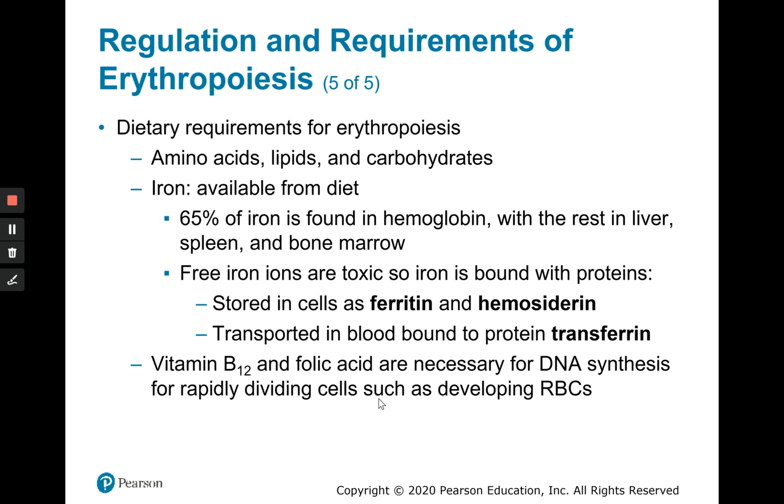And we want to store it or have it in hemoglobin because free iron ions are toxic. So we want to bind it to something that can transport it or something that can store it. Things like ferritin and hemosiderin store free iron ions in cells, so they're no longer free. And then we can transport iron ions in the blood if we bind the iron ions to transferrin.